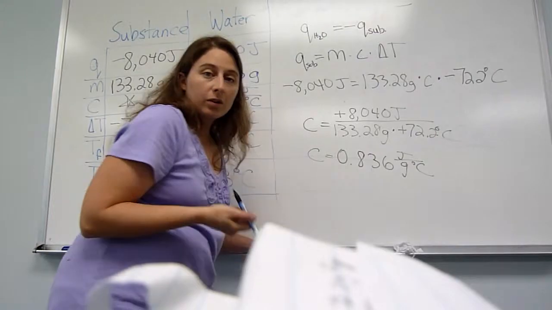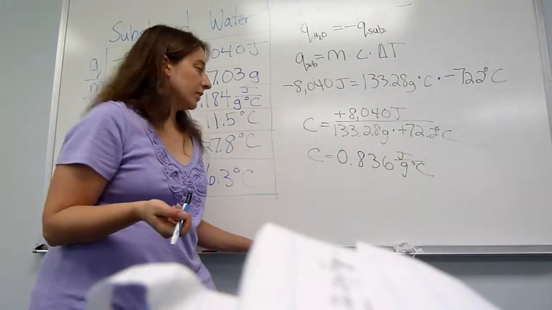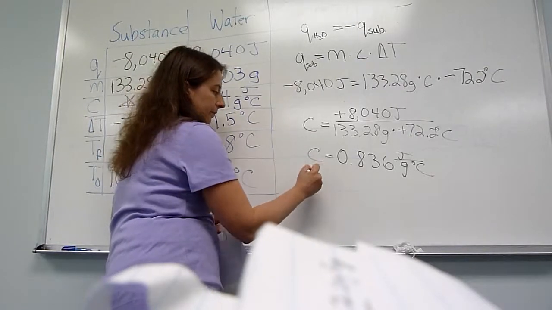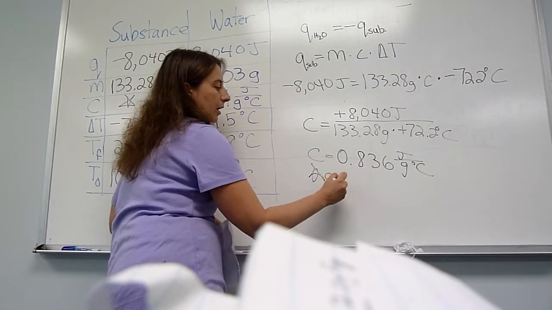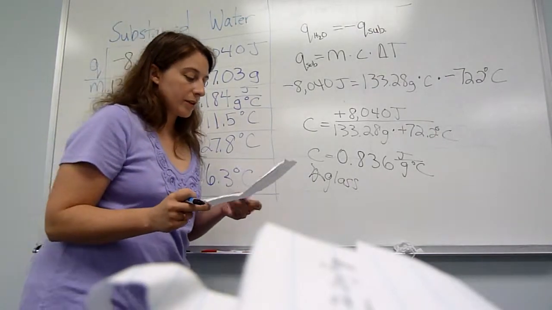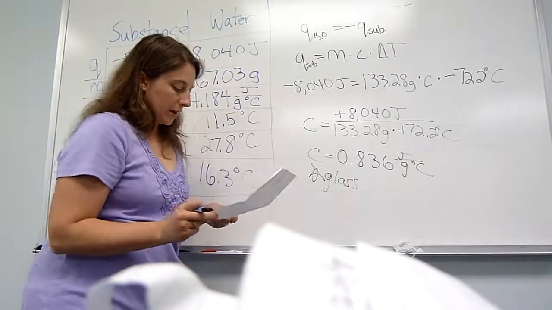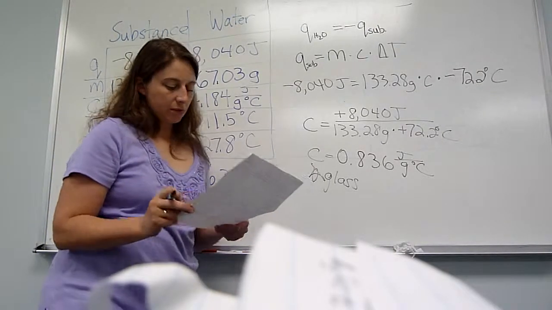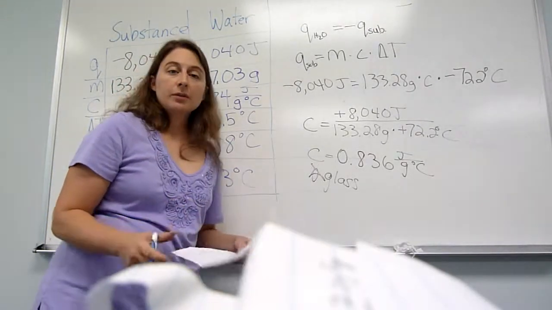If you look at your chart of common specific heats, you'll find that this is glass. That's very close to the specific heat of glass. So our substance was glass. And then it says, try to identify your substance.